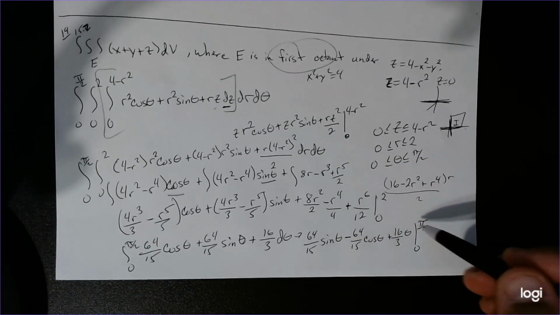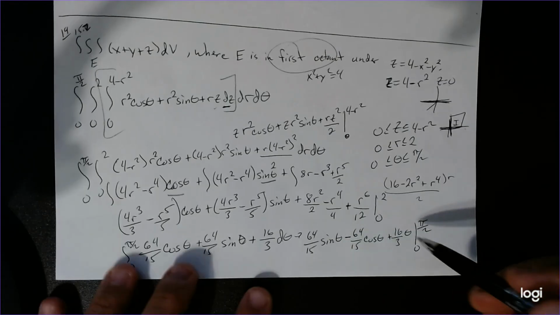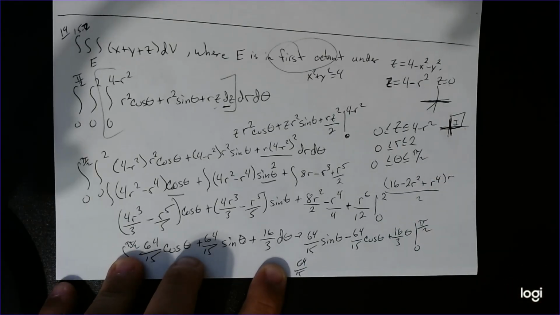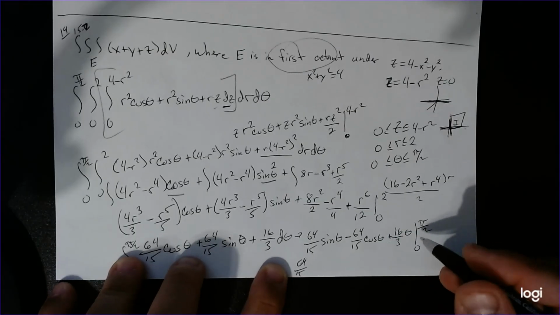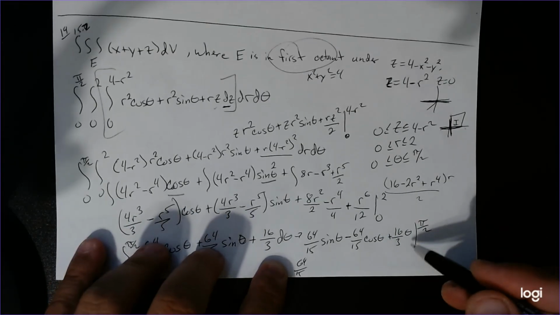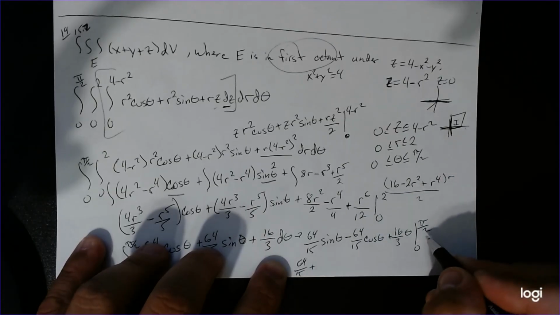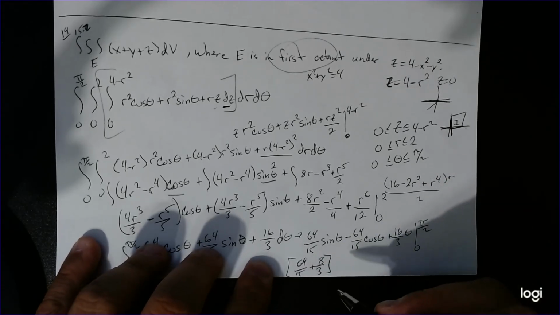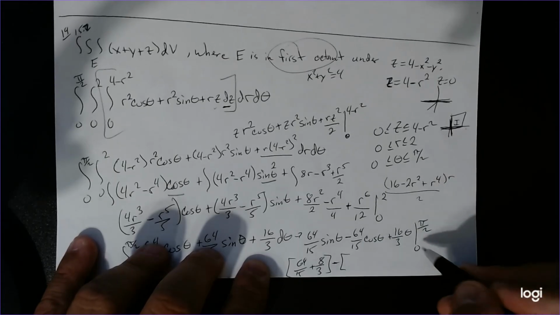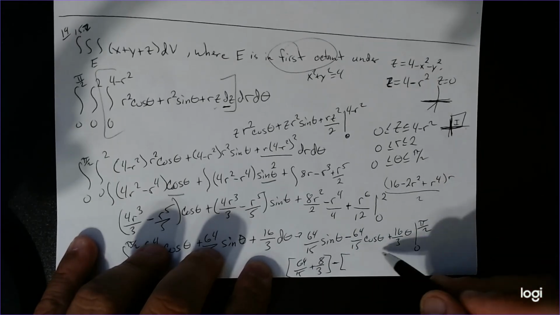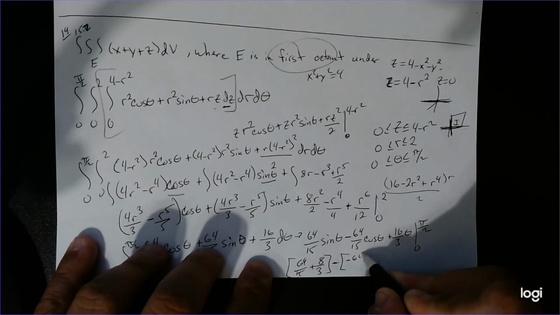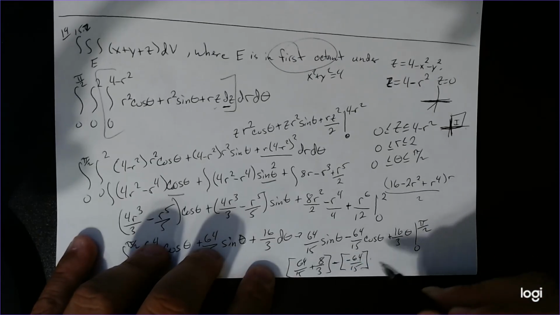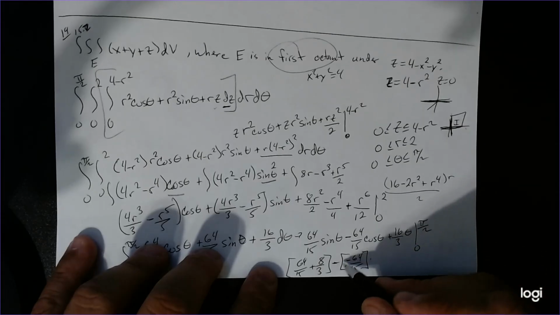Okay, so this is nice because sine of pi over 2 is 1. So we get 64 over 15. Cosine of pi over 2 is 0. That's gone. And this gives me, so plus 8 over 3. That's the first part. Then minus, when I plug in 0, so sine of 0 is 0, so that's gone. Cosine of 0 is 1, so minus 64 over 15. And that's at 0. Okay, so this becomes a positive.